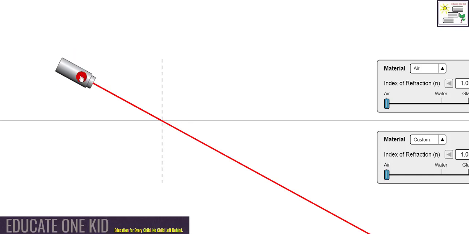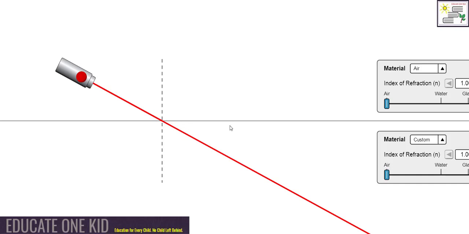Here we have a source of light. This source is emitting red light, and you can see that the light travels in a straight line. Okay, so the light here is traveling through air.